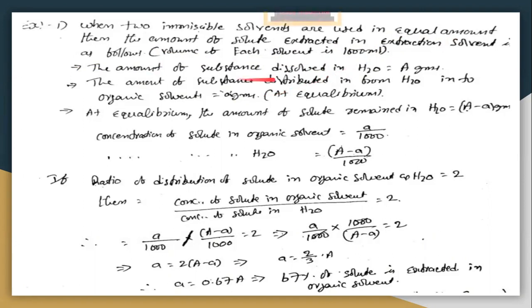The amount of substance dissolved in water is A grams. The amount of substance distributed from water into the organic solvent is small a grams. Okay, so we can assume like that. And the partition coefficient of this, assume the value is 2.